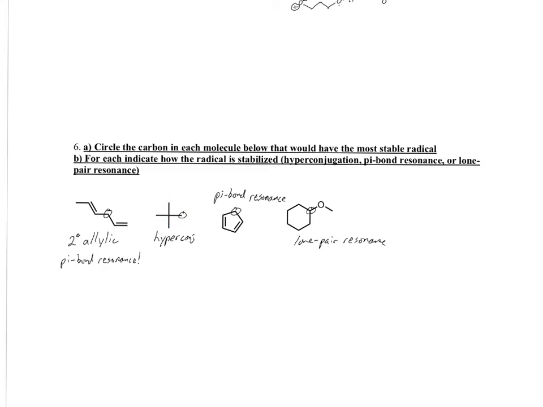And that's stabilized by hyperconjugation. Again, take away this one, because if you put a dot here, it can be stabilized by pi bond resonance. This one, the one right next to the oxygen, has lone pair resonance. Again, this is tertiary, this would be primary, so this would be more stable, lone pair and hyperconjugation. So it's just looking at it a different way. Make sure you practice this too.